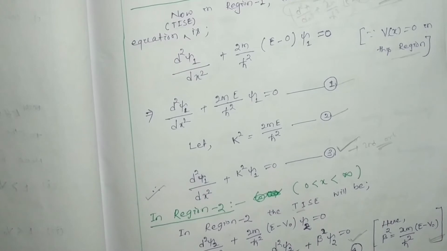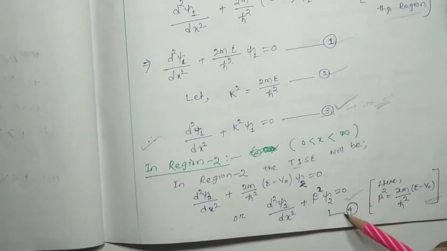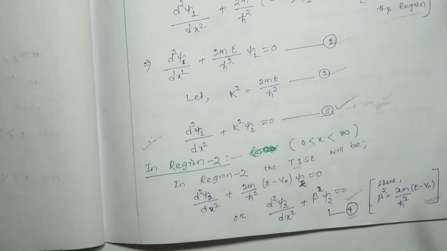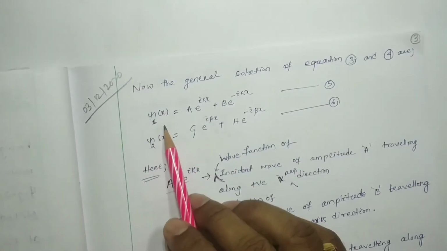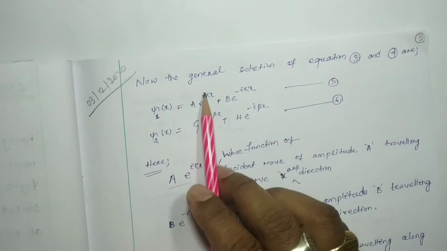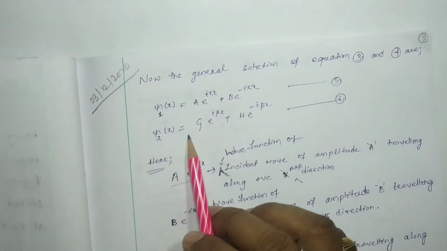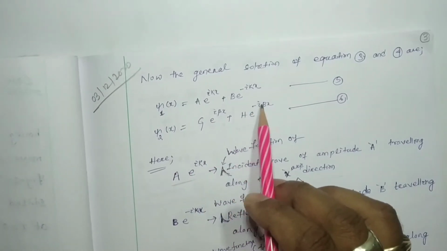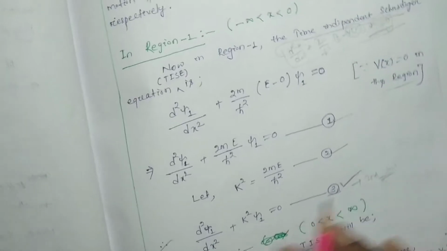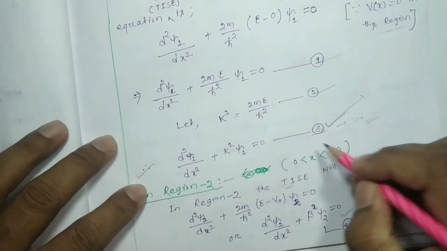These two equations are second order differential equations. So the solutions of equation number 3 and equation number 4 will be in the form: ψ1 will be A e^(ikx) plus B e^(-ikx), and ψ2 will be G e^(iβx) plus H e^(-iβx).